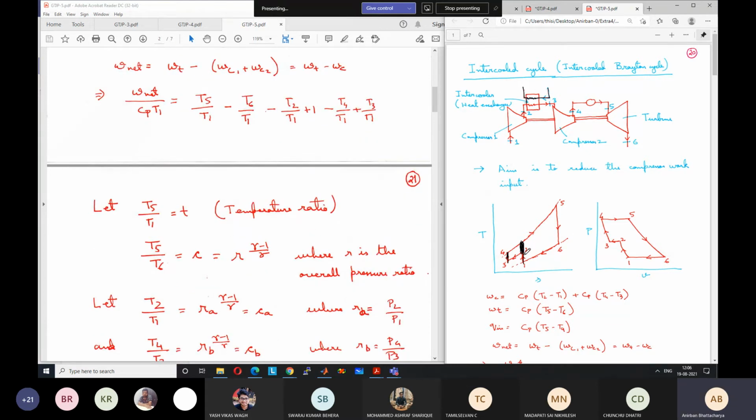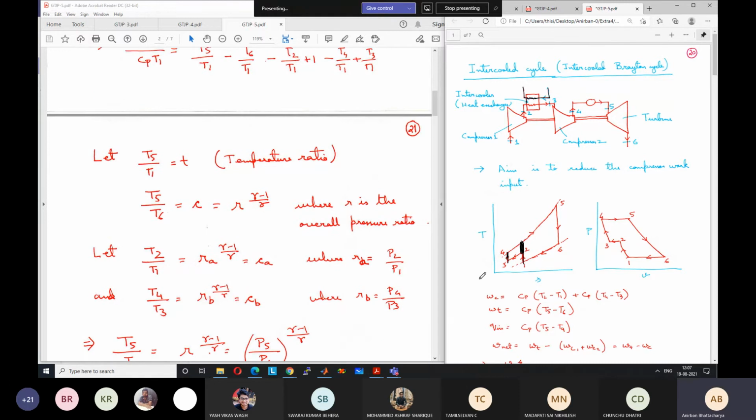And let us consider T2 by T1. We know T2 by T1 is P2 by P1 to the power gamma minus 1 by gamma. Let us consider P2 by P1 as RA. So the pressure ratio across the first compressor is RA. So T2 by T1 is RA to the power gamma minus 1 by gamma. Let us call this CA. Similarly, T4 by T3, let us consider the pressure ratio P4 by P3 as RB. So T4 by T3 is RB to the power gamma minus 1 by gamma, which is equal to CB.